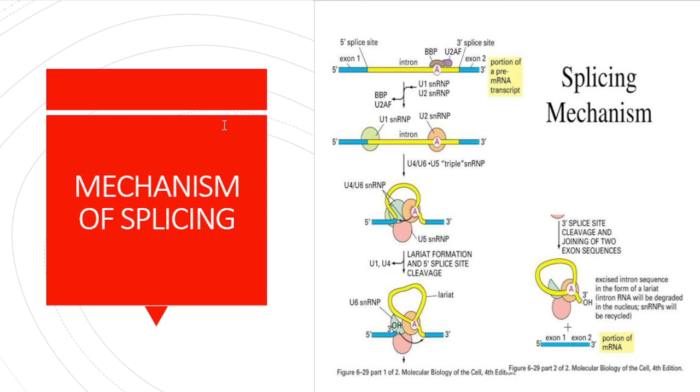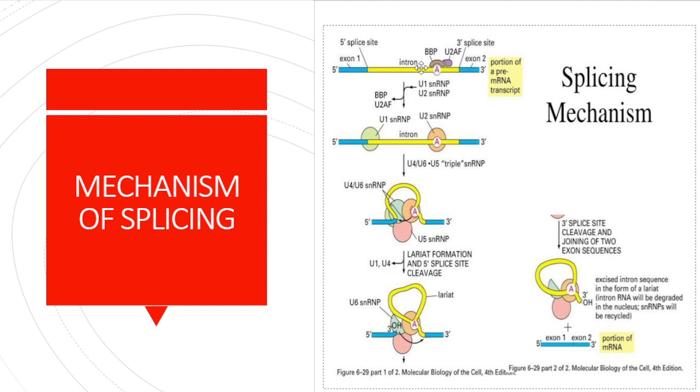U2 plus auxiliary factor, that is U2AF, binds to the region between the branch site and the 3' splice site. It has two units, the large and small subunits. This complex thus formed is called the E complex. The splice factor, that is SF1 or BBP, in this image you can see that the BBP connects the U2AF to U1 snRNP and forms complex A.